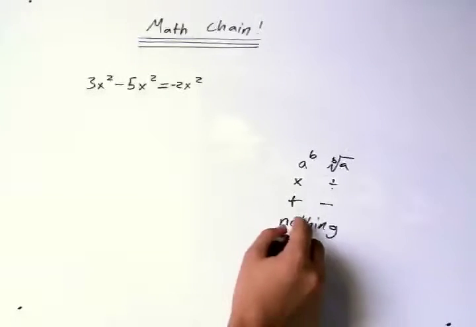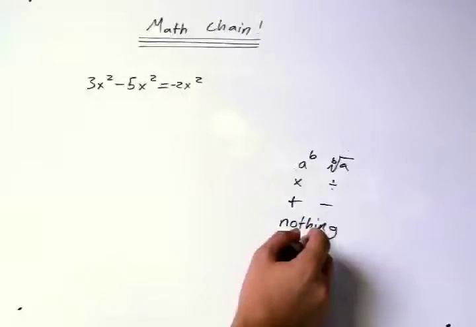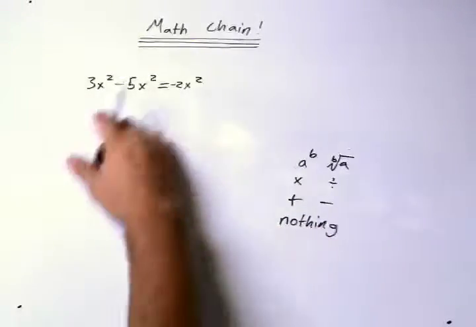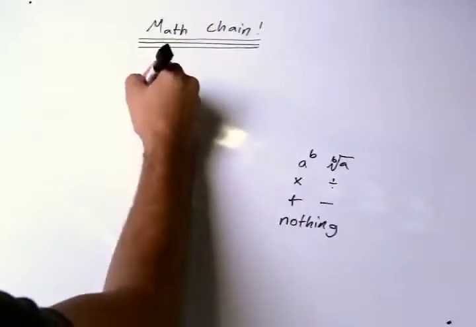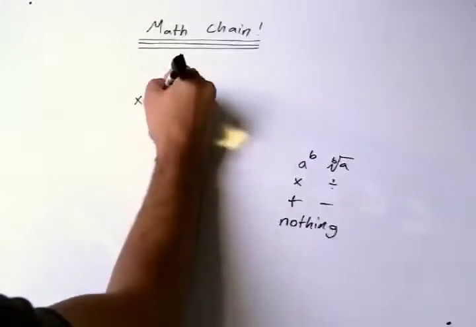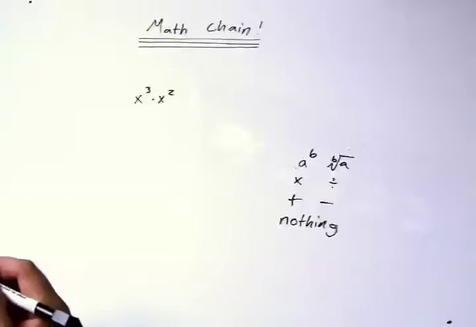That also implies that the powers have to match in the beginning if you're going to do nothing. Otherwise, which one would you keep? So, let's test that with multiplication. What if I have x to the third times x squared?